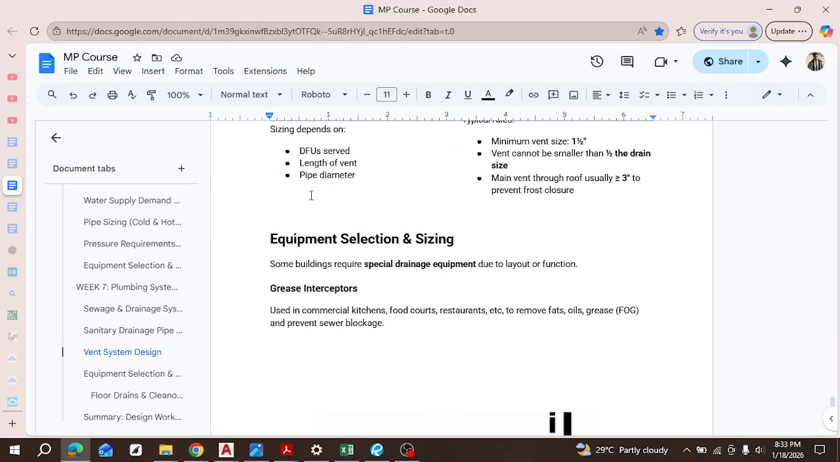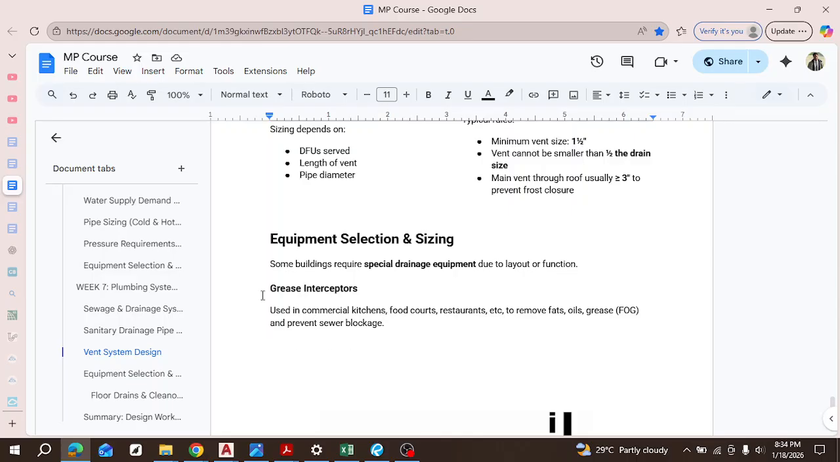So let's move on. Now let's go on to talk about equipment sizing and selection, right? We talked about some equipment for freshwater supply, like water heater and recirculation pump. Now in the drainage system, there are also some equipment too, right? And they need to be selected and sized accordingly. So now let's talk about one, grease interceptors. They're usually used in commercial kitchens, food courts, and restaurants, to remove fat, oil, and grease (FOG), and to prevent sewer blockage.